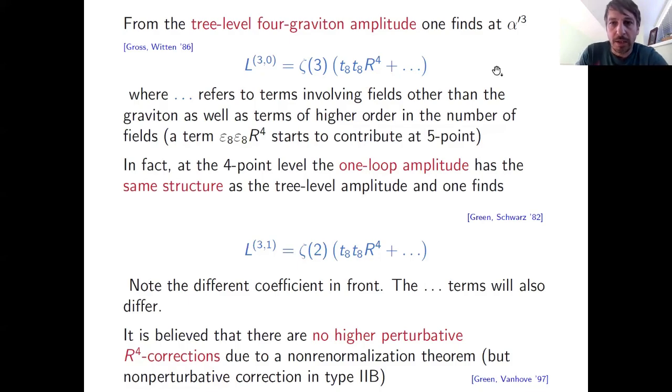In fact, it is known that there is another term which involves the Riemann tensor to the fourth power, which is usually written epsilon 8 R to the 4. But the leading term is a total derivative, so it starts contributing at the 5-point level. So I will not say much about it because I will be focusing on the 4-point level here.